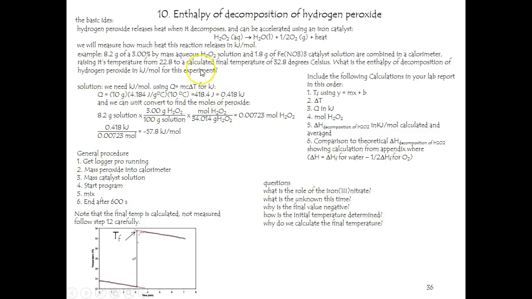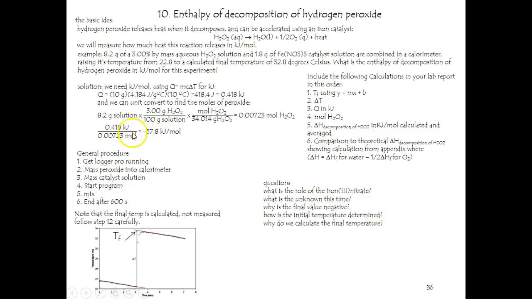We now need the moles of the hydrogen peroxide, and it was 8.2 grams, but not of hydrogen peroxide, rather of a 3% solution. So we multiply by that times 0.03. That's how much actual hydrogen peroxide is in there. And we note that 34 grams is a mole, giving us 7.23 millimoles of hydrogen peroxide, or 0.00723 moles of hydrogen peroxide.